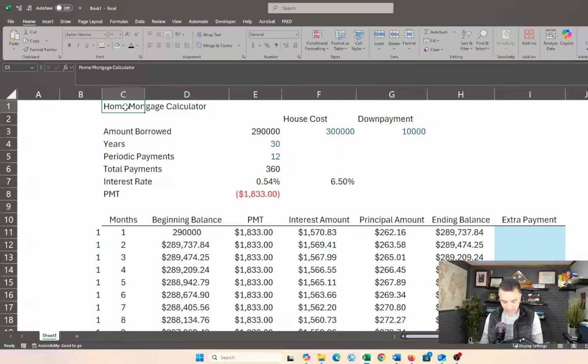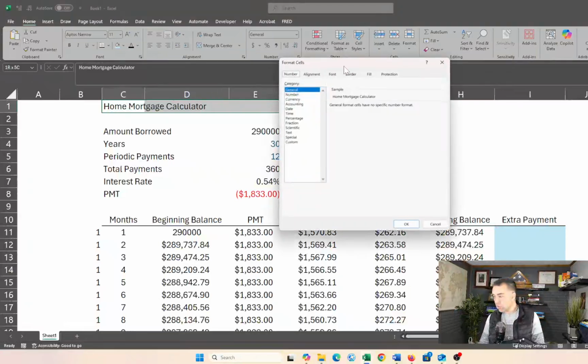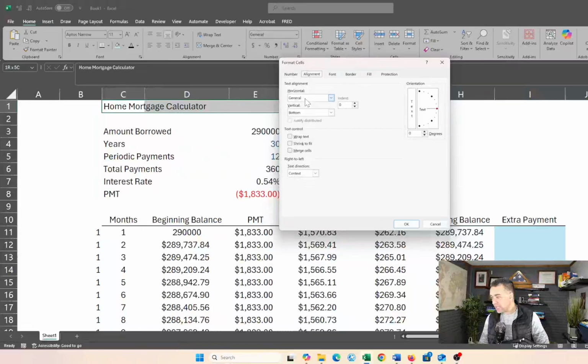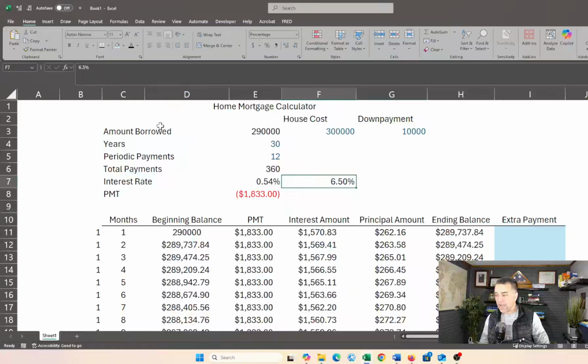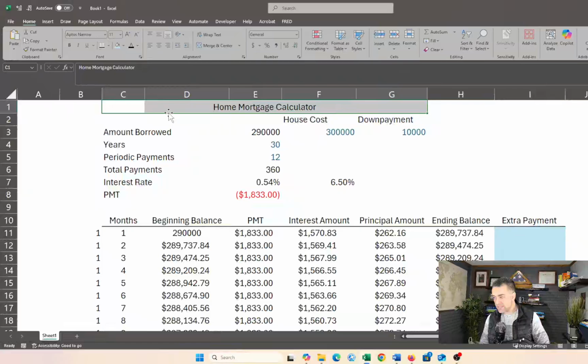Okay, I want that centered across that data here. Instead of merging the cell, I'm going to hit Control 1, go to alignment, then go to the horizontal, and choose center across selection. I highly recommend you do not start merging cells, as I think that can cause some issues with it.